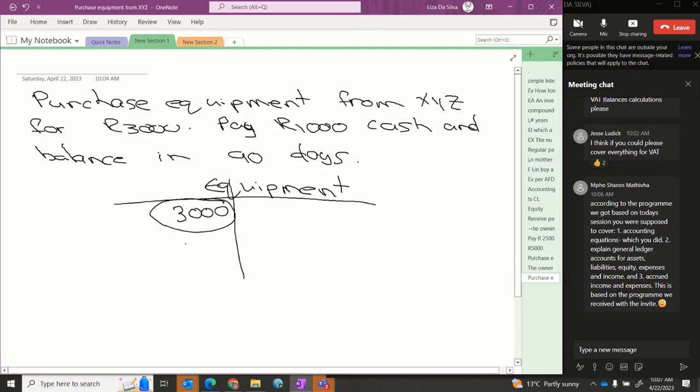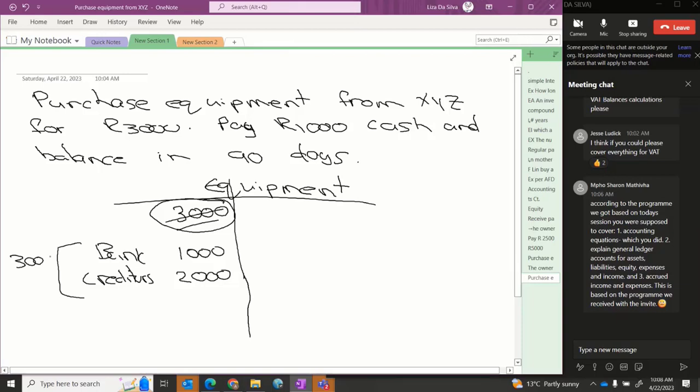Of that 3,000 Rand, 1,000 was paid in cash, and then the rest you didn't pay upfront. Because you didn't pay that, the difference of the 3,000 Rand is 2,000 Rand, and that will go to creditors because that's money that you owe. So the 3,000 mustn't be there. Let's just put it here.